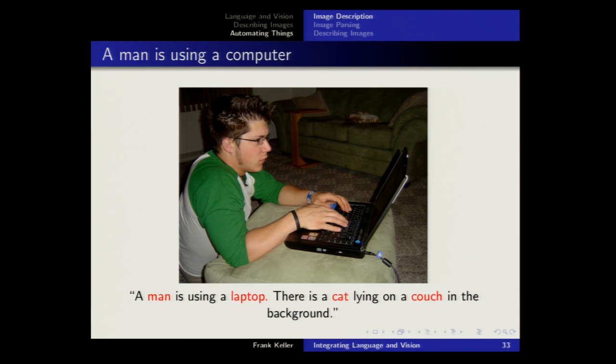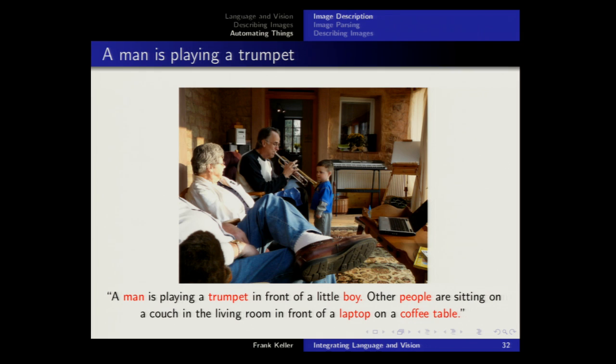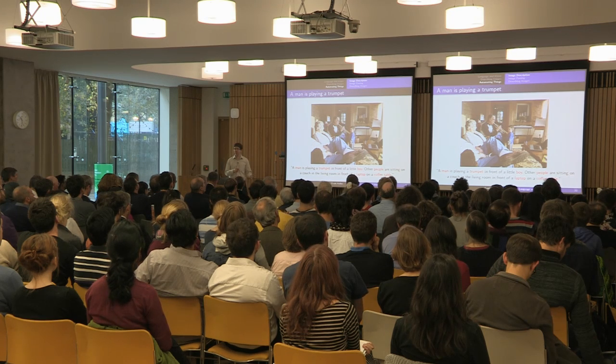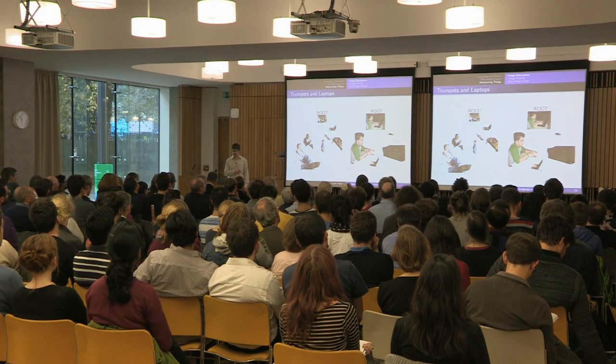We also have a man and we have a laptop. The description is quite different, though. Here people said a man is using a laptop. Here the man is not really using the laptop, they're using the trumpet, right? They're playing the trumpet. And how can the computer tell apart those two situations? Well, that's where it needs structure.